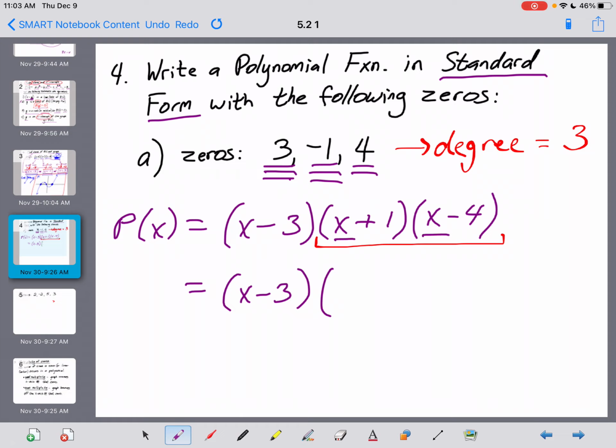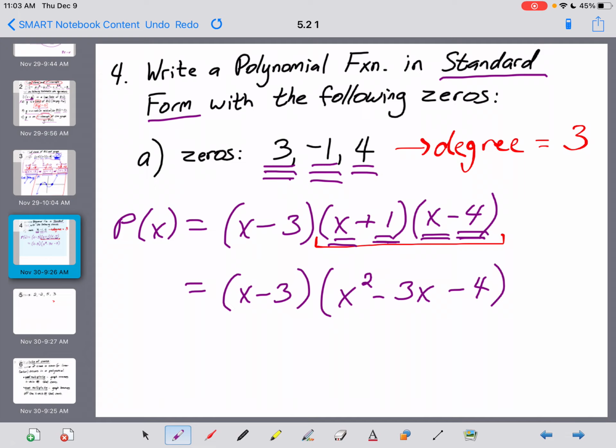First, x times x is going to give us x squared. The outer product is an x times a -4, so that's minus 4x. And then the inner product of +1 times x is 1x. So a -4x plus x is going to be a -3x for the middle term. And then the last product is +1 times -4. That'll be a -4 at the end. So we FOILed the second and the third linear factors.